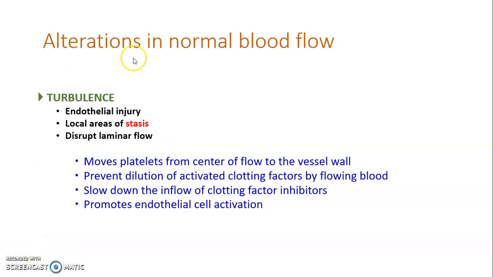Third factor of Virchow's triad causing thrombosis is alteration in normal blood flow. When there is turbulence in blood flow, either due to endothelial injury, local areas of stasis, or disrupted laminar flow, that will lead to movement of platelets from the center of the flow to the vessel wall, prevent dilution of the activated clotting factors by flowing blood, will cause slow down of the inflow of clotting factor inhibitors, and it promotes endothelial cell activation.